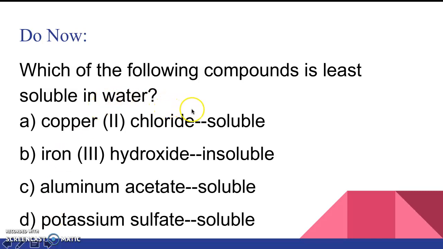So if you were looking at table F, you should have seen that chloride, acetate, and sulfate ions are on the left-hand side of the table, and they tend to be soluble. Hydroxide, however, is on the right side of the table. It is not bonded with an exception and is insoluble, and that makes it our answer.